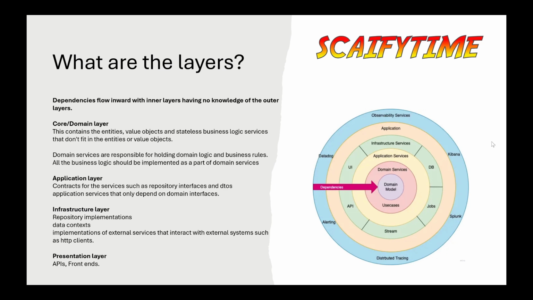So what are the layers? The domain layer contains the entities, value objects, and stateless business logic services that don't fit in the entities or value objects. A stateless business logic service encapsulates business logic and rules without maintaining any state between the method calls. And these are created when these functions don't naturally sit on an entity or value object.